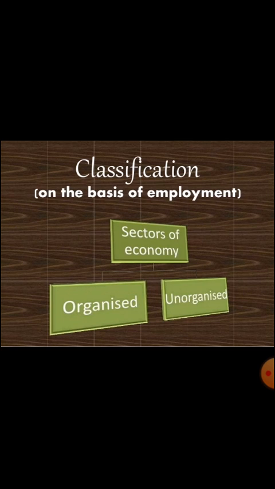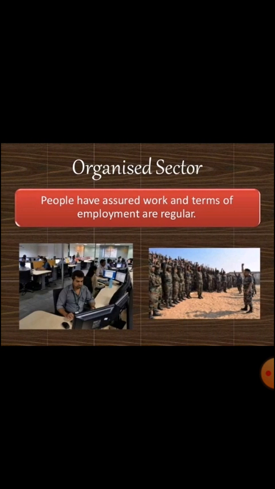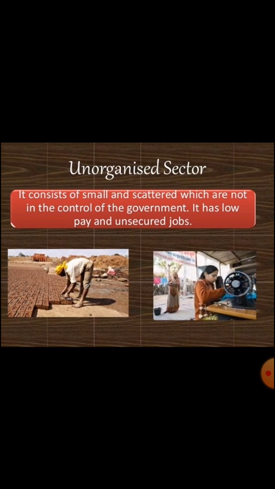Now, classification on the basis of employment. Sectors of Indian economy are further divided into organized and unorganized sectors. In the organized sector, people have assured work and terms of employment are regular. These are basically the government services. While on the other hand, the unorganized sector consists of small and scattered jobs which are not in the control of the government. It has low pay and unsecured jobs.